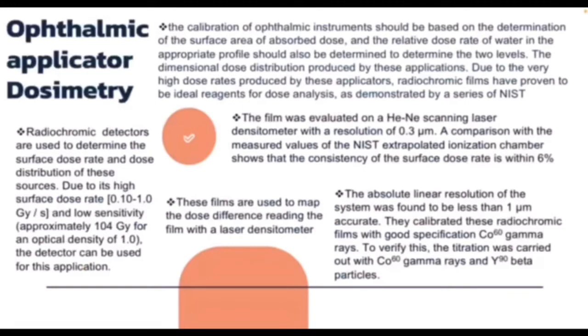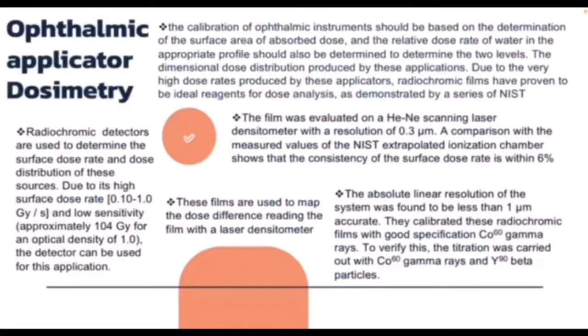The film was evaluated on a HeNe scanning laser densitometer with a resolution of 0.3 micrometer. A comparison with the measured value of the NIST extrapolated ionization chamber shows that the consistency of the surface dose rate is within 6%. These films are used to map the dose difference by reading the film with a laser densitometer. The absolute linear resolution of the system was found to be accurate to less than 1 micrometer.